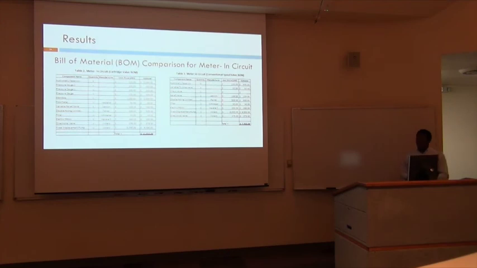Okay, so this is a bill of material comparison for the meter-in circuit. They both use the same components: same hydraulic reservoir, same check valve, same relief valve, same filter, same electric motor. But the differentiating cost was the cost of the manifold. That added at least $2,000 more to the actual cost, which made the cartridge valve solution a lot more expensive than the spool valve solution.